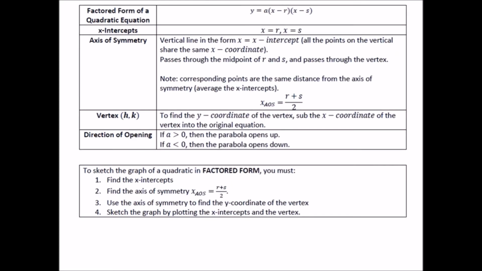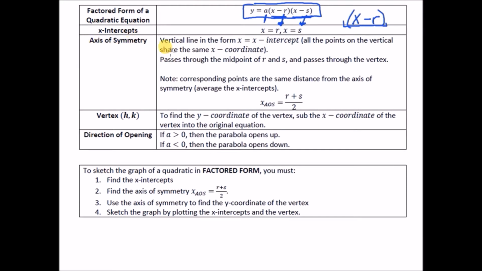Let's just go over a couple things. The factored form of a quadratic equation is in this form right here. We have the a value and then two factors, x plus or minus something, and x plus or minus something. The x-intercepts are indeed, see this r? That's exactly what the x-intercept is, and this s. But only when it's in the form x with no coefficient minus r, or x minus s. Only when it's in that form.